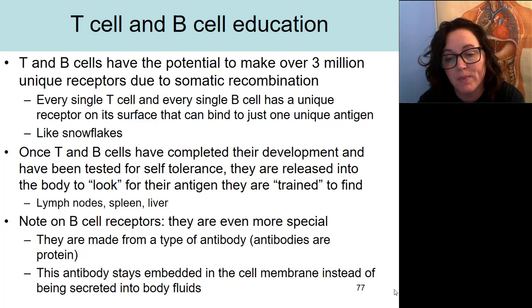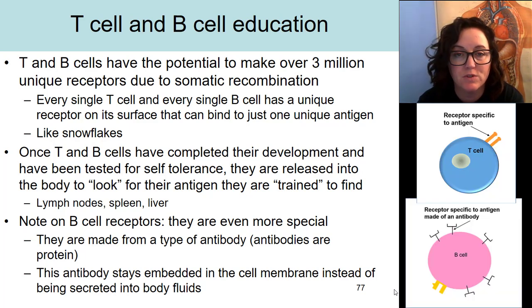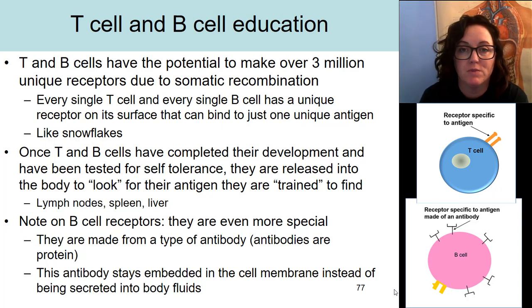One thing I wanted to note about the B cell receptors is that B cell receptors are even more special. T cells and B cells both make receptors for a specific antigen. But the B cell receptors not only can recognize their specific antigen, the B cell receptors are also antibodies. They're actually a type of antibody. So we say B cell receptors are antibodies that are acting as receptors. So this antibody is embedded in the cell membrane instead of being released in the body fluids to fight the pathogen.